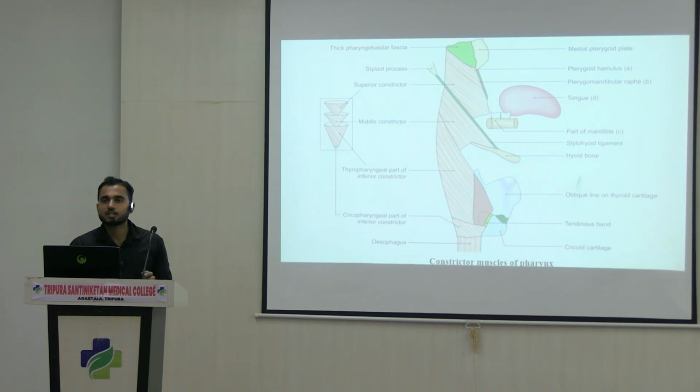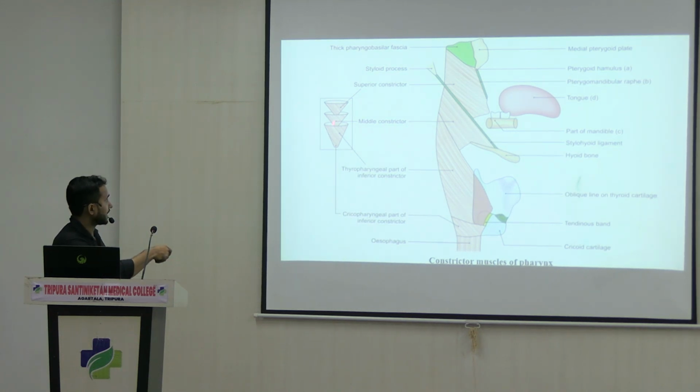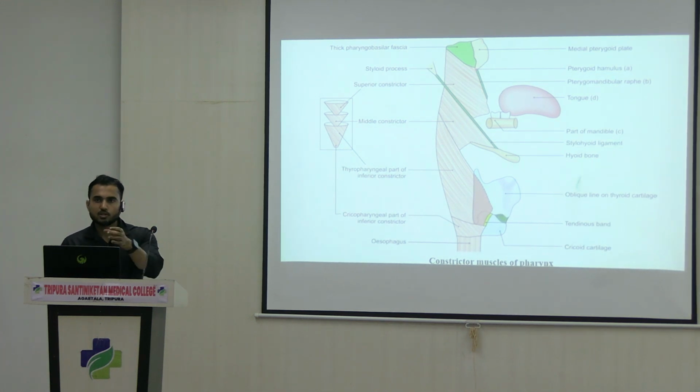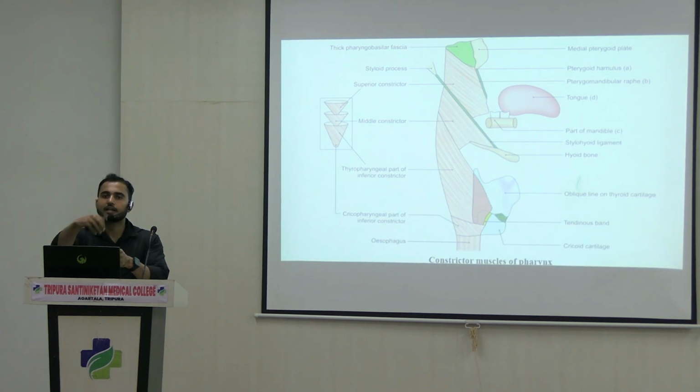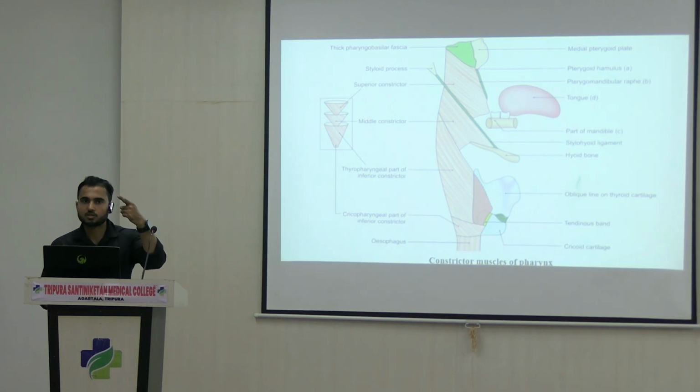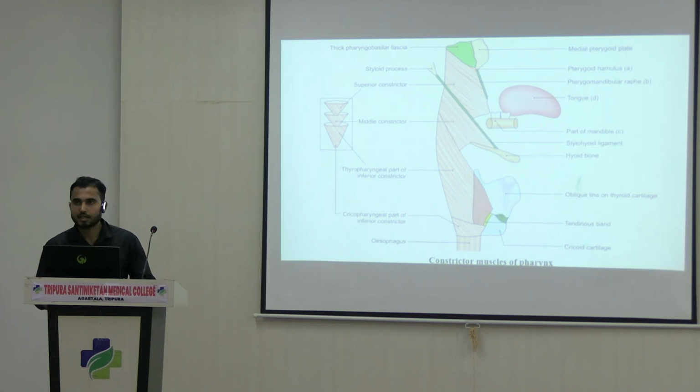Just see the diagram. If you see the arrangement, it appears as if you have kept flower pots one over another. I hope you have seen flower pots. Take three small flower pots, put one over another, and it will appear like this. So this is the arrangement of the constrictor muscles of the pharynx. How many constrictor muscles are there? Three. What are the names? Superior constrictor, middle constrictor and inferior constrictor muscles. I hope you can see it in the diagram.